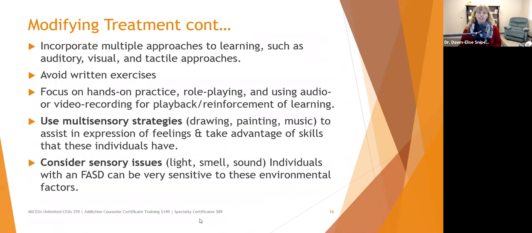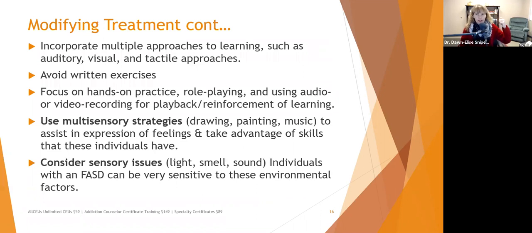Incorporate multiple approaches to learning, such as auditory, visual, and tactile approaches. This is true for any learning. The more senses you can involve and the more learning methods you can involve, the more memory pathways are activated and the more likely the person is to remember it. So if they see it done, if they tell you how to do it, if they do it themselves, that's three ways that you've practiced it and ensured that the person actually knows what they're supposed to do.